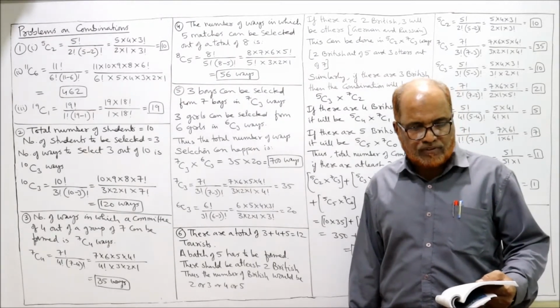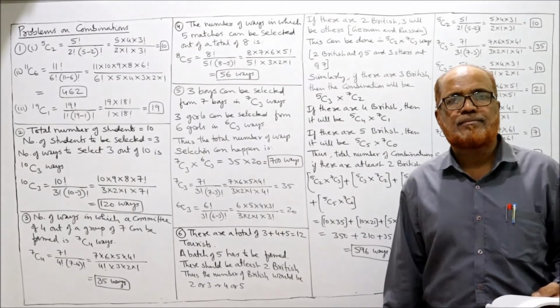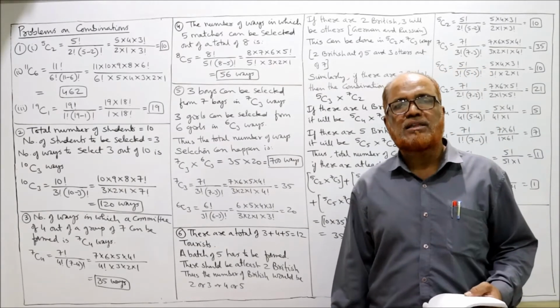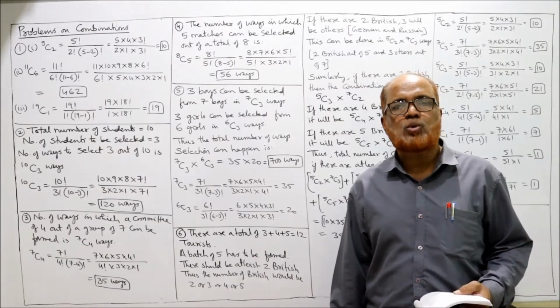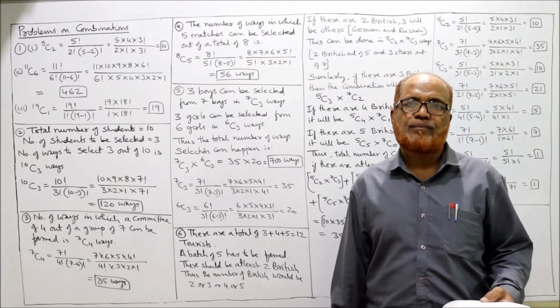At least 2 of them should be British. Now this group of 5 persons that we have to select, at least a minimum of 2 out of those 5 should be British. So what is the maximum number of British? 5.